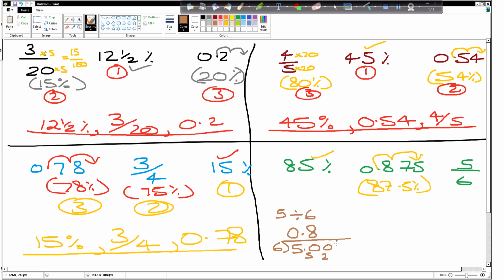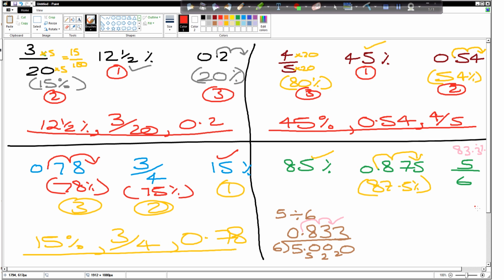So how many 6s in 20? 3 remainder 2. How many 6s in 20? 3. 3. So that becomes what? 0.8333. So 5/6, that's as a decimal. Now we need to change that into a percentage. So what do we do to it? Times it by 100. So that becomes 83.3 recurring percent.